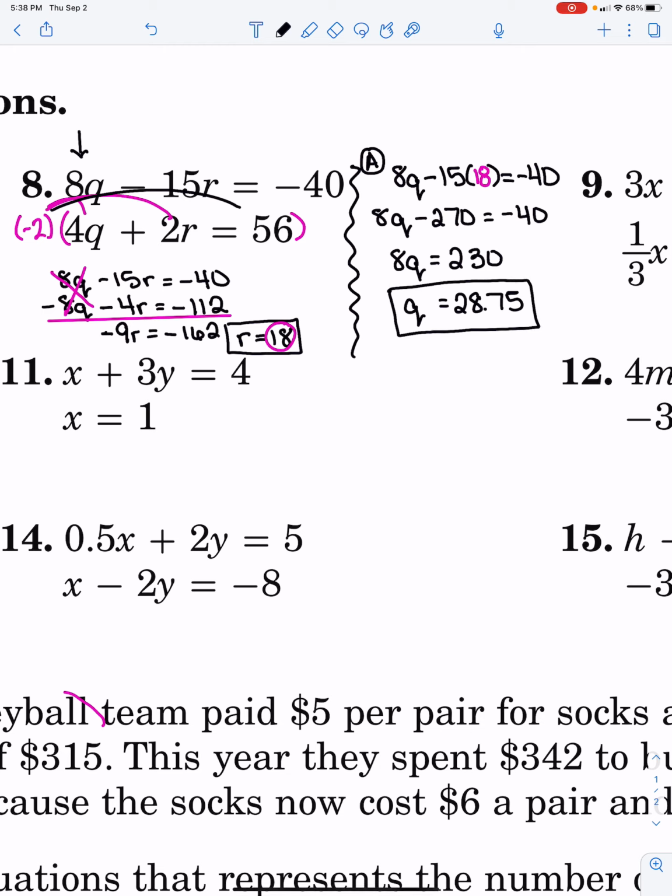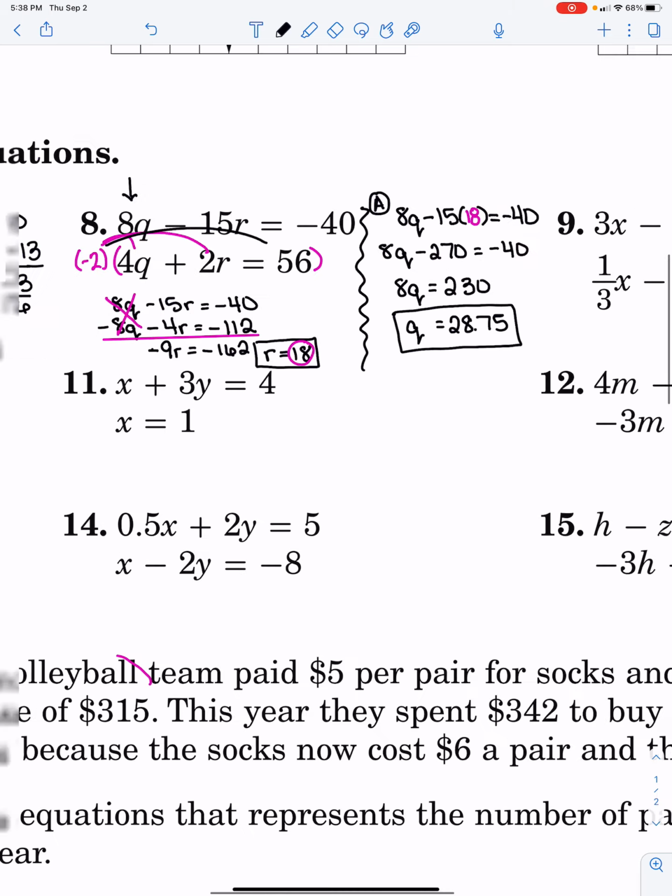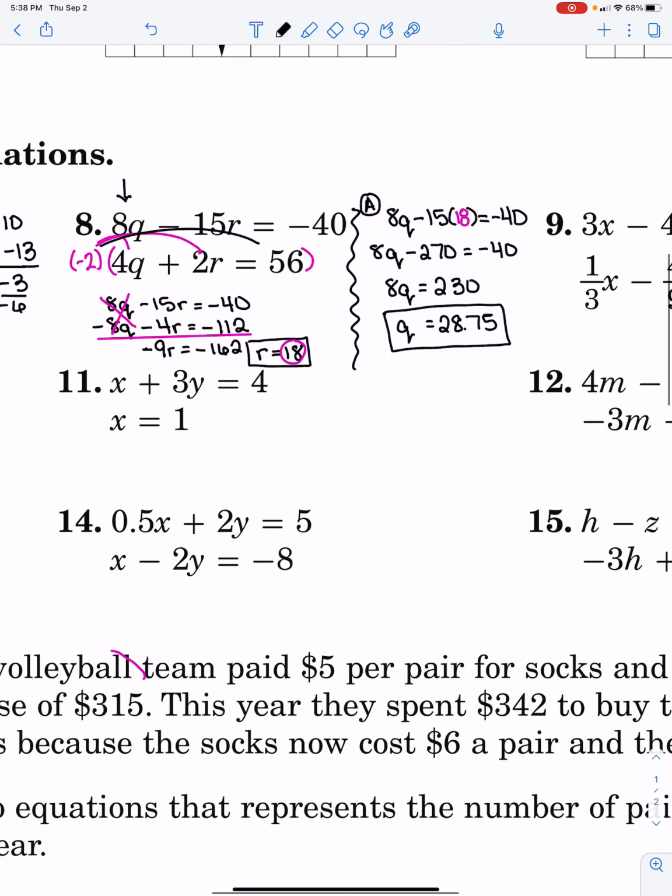And just because I've got a decimal, that is making me look at this again. So I want to go back and make sure that I didn't make some mistake. Okay, so solving for r does give me negative 270. That is 230. And I cannot find a quick mistake, and if there is one and you see it, let me know. But at this point, I see my r is 18 and my q is 28.75.